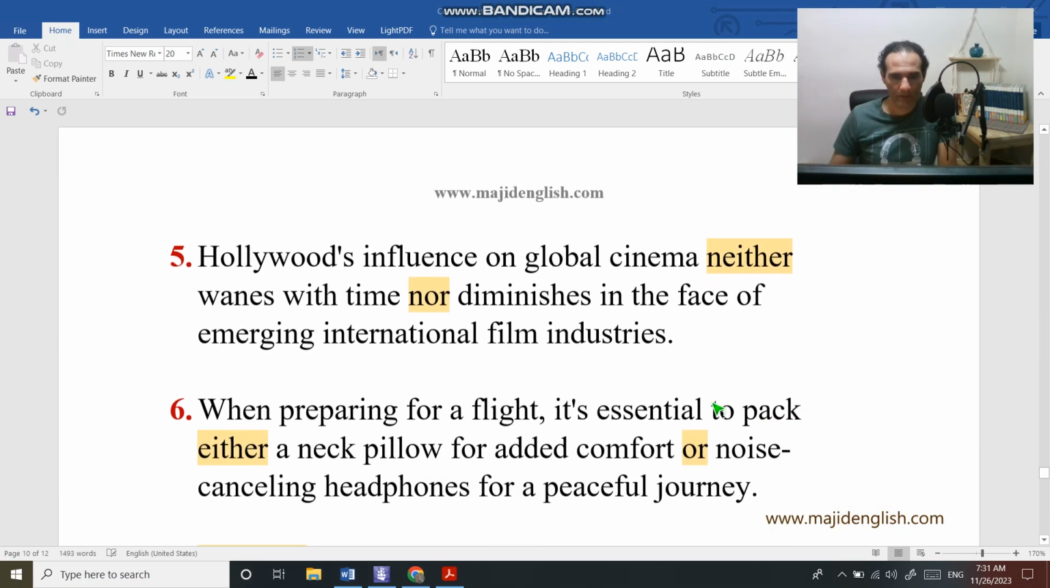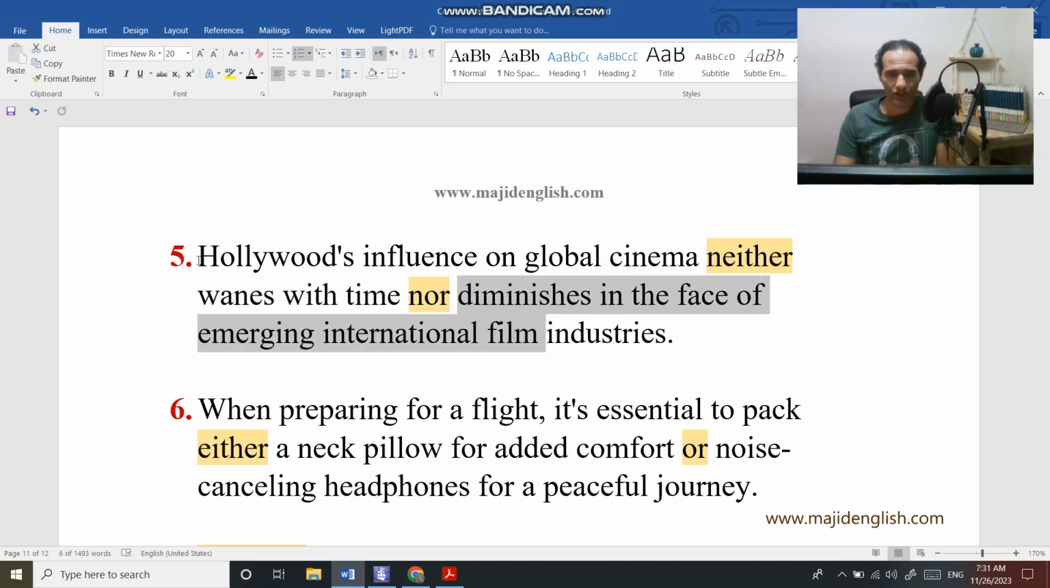And number 5, Hollywood. Hollywood's influence on global cinema neither wanes with time nor diminishes in the face of emerging international film industries. So it says the influence does not wane. Wane influence is a beautiful collocation you can have in your toolkit. The influence of something wanes. Beautiful.